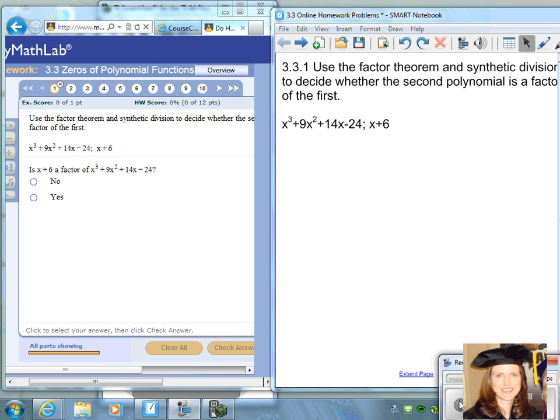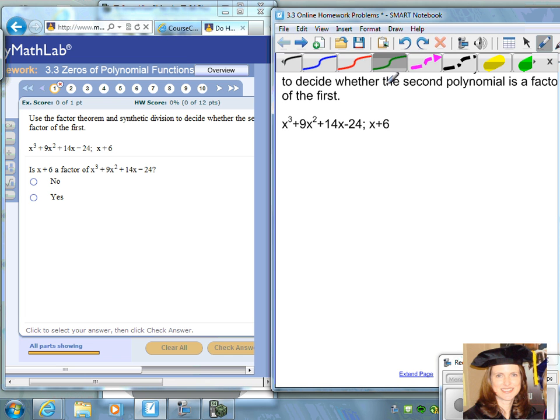Chapter 3, Section 3 is zeros of polynomial functions. The first question says to use the factor theorem and synthetic division to decide whether the second polynomial is a factor of the first. What you're going to do is set up this problem using synthetic division as if you were taking the first polynomial, x cubed plus 9x squared plus 14x minus 24, and dividing it by x plus 6. If the remainder is 0, then we can say yes, this x plus 6 is a factor of the first.